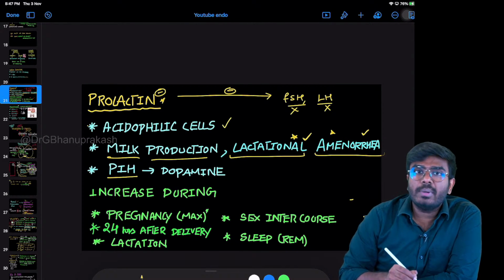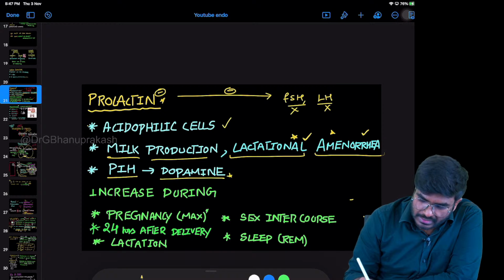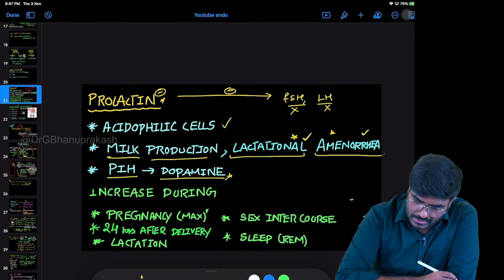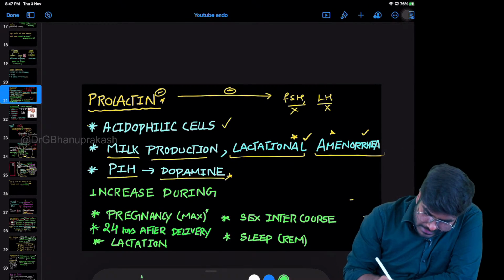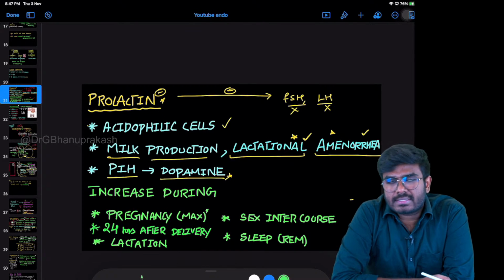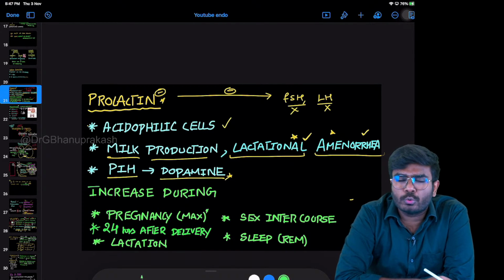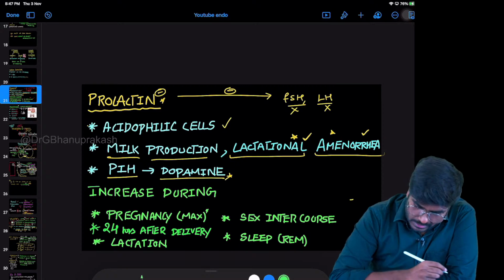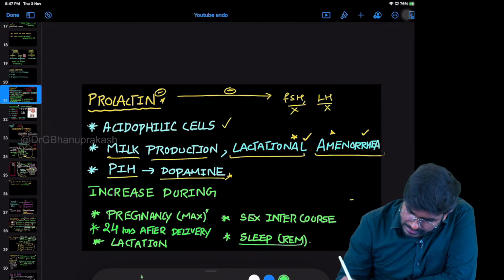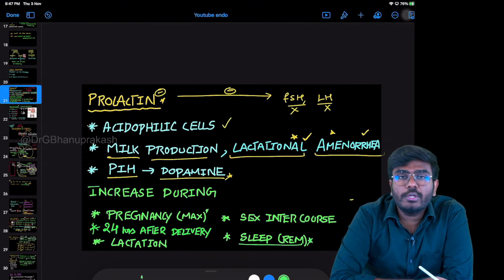The prolactin inhibitory hormone is dopamine, which will decrease the levels of prolactin. We know this. Now, the next question is, sir, when does prolactin increase? I have already explained this to you. Sir, during REM sleep, prolactin levels are increased. But not only during REM sleep, there are other conditions where prolactin levels increase.